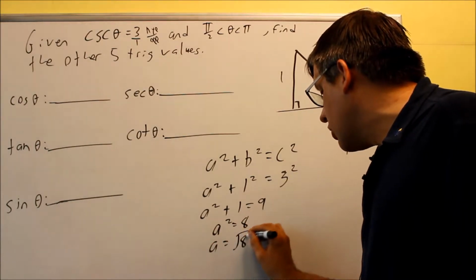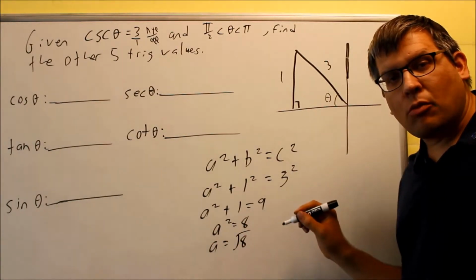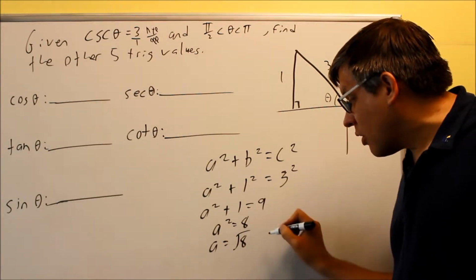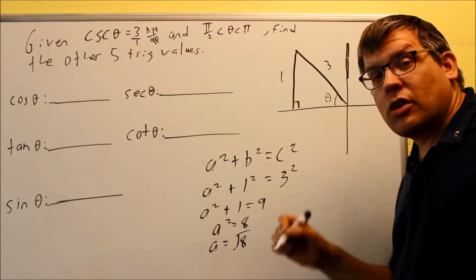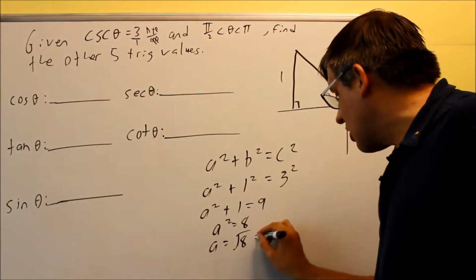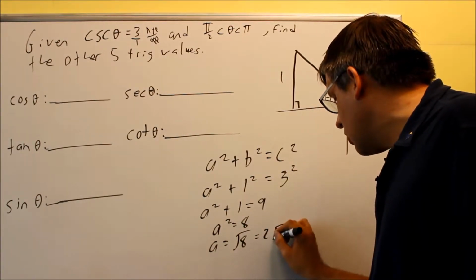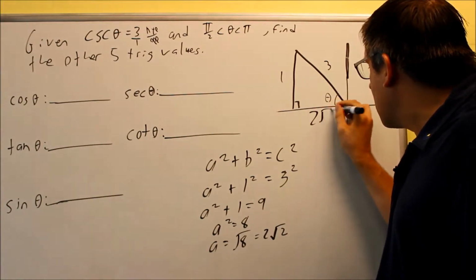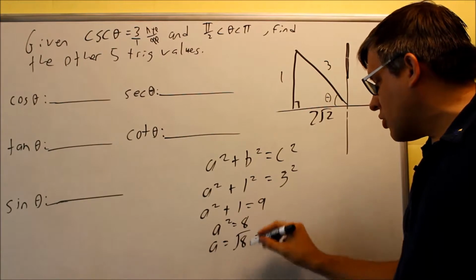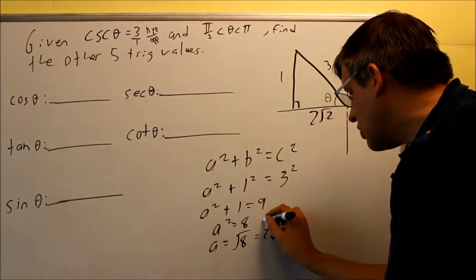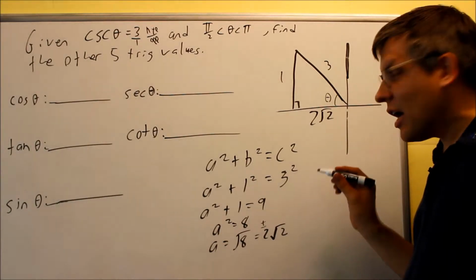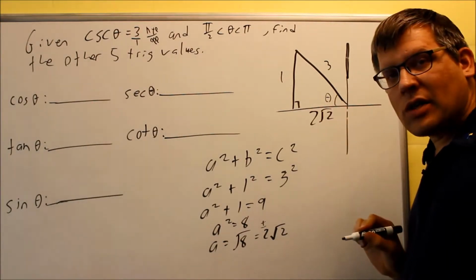Now if you have a square root like this that can be broken down more, you definitely want to go ahead and do that for this problem. So in this case, the square root of 8 can be written as 4 times 2, so this can be rewritten as 2 square root of 2, and that's what I'll put down here. Now remember that when you do the square root of both sides, you technically get a plus or minus. So we need to decide whether this is going to be a positive or a negative.